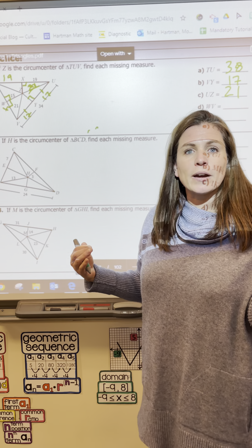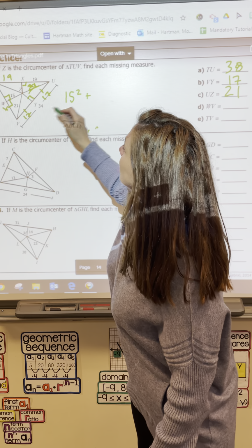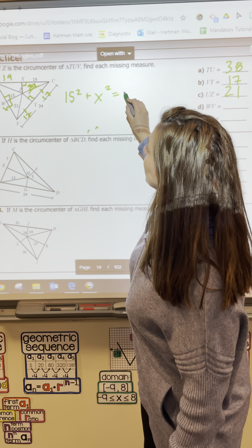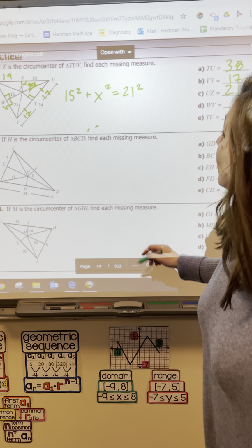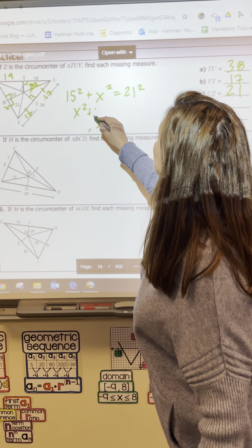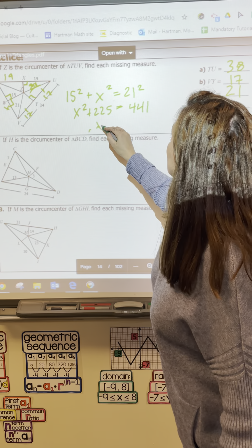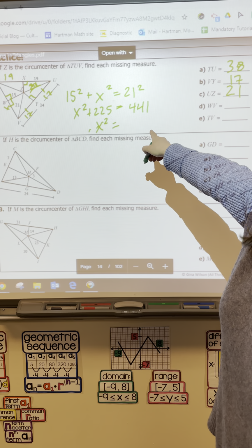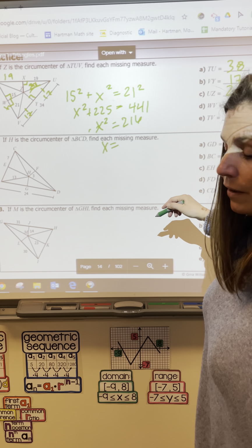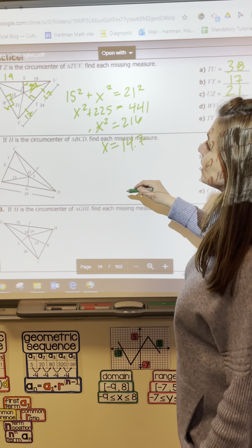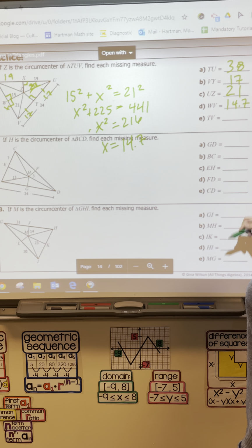So remember what Pythagoras said. He said take the square of the legs, so 15 squared plus x squared is all going to equal 21 squared. So I'm just going to tell you that it is x squared plus 225 equals 21 squared, which is 441. So when I subtract 225 from 441, I get 216. And then x is going to be 14.7. I'm rounding to the nearest tenth. So WV is going to be 14.7.